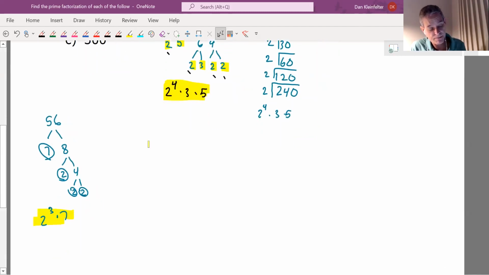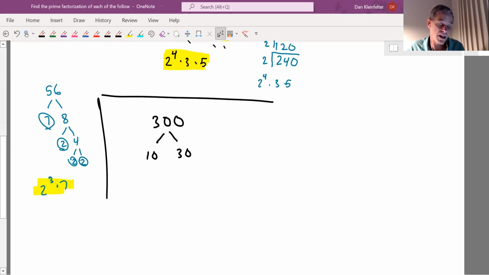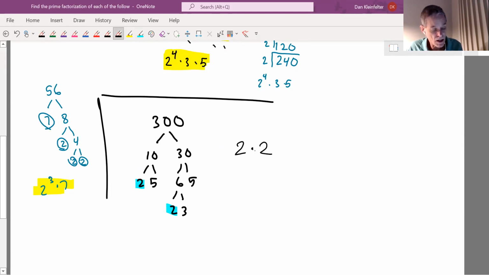Lastly, let's do 300. Okay, so 300 is 10 times 30. So we'll continue with that. 10 is 2 times 5, and 30 is 6 times 5. The 2 and the 5s are already primes, so there's nothing to do there. Instead, we'll focus on our 6, which is 2 times 3. Okay, so we'll have 1, 2 factors of 2, and then a 3, and then 2 5s.